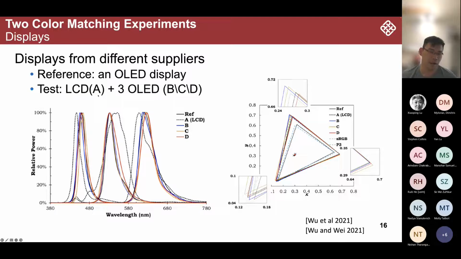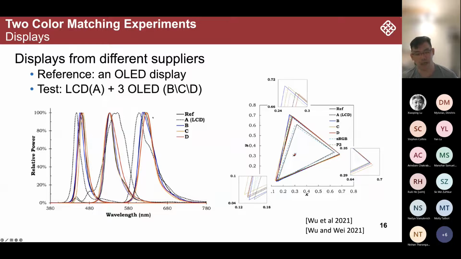And then for the test, we have four different displays. One is the LCD, and the other three are OLEDs. But all of these OLEDs come from different suppliers. This image shows the spectral power distribution for these five different displays. You can see, very obviously, there are some differences in their spectral power distributions in terms of the peak wavelengths and also the width of the spectral shape.